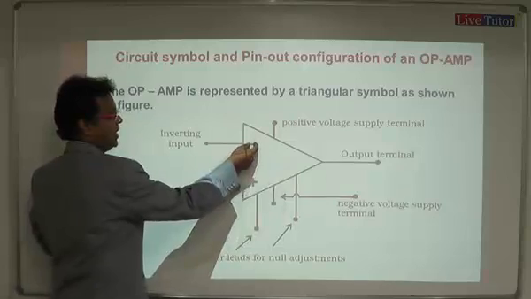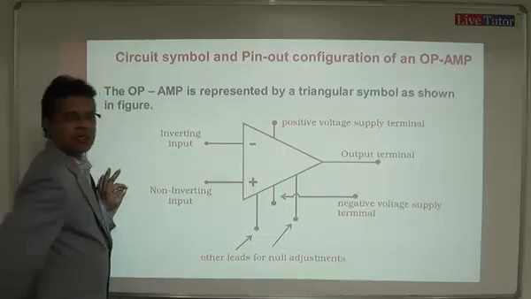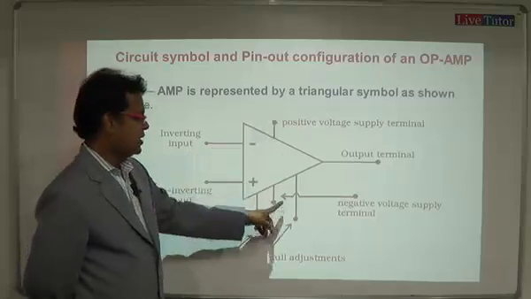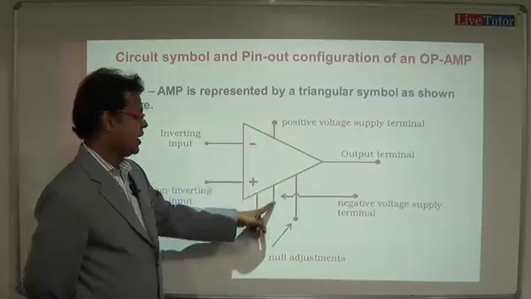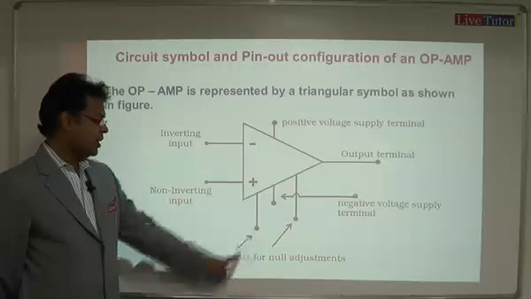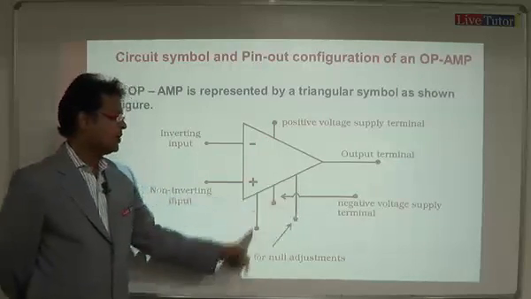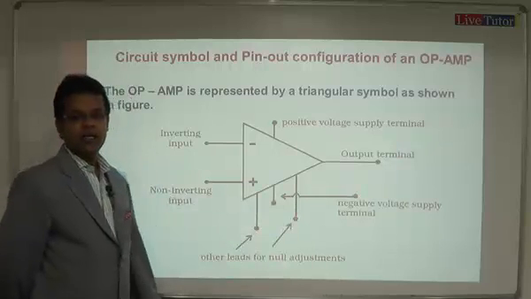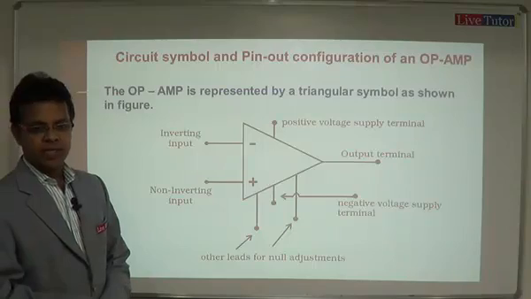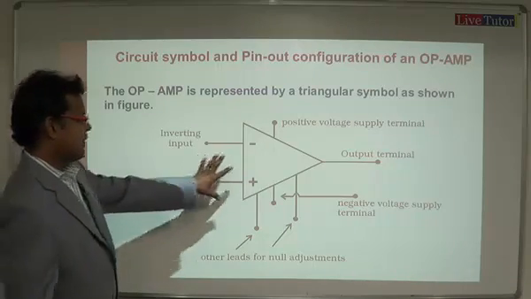It has got an inverting input, non-inverting input, and two things are there. See, positive voltage supply and this is the negative voltage supply. Both are there and the output is given here. Okay? The other leads for null adjustments அப்படினு சொல்லுவாங்க. இது ரெண்டுமே it is for null. Null na zero. For zero voltage adjustment. Okay? So this is the pin configuration.